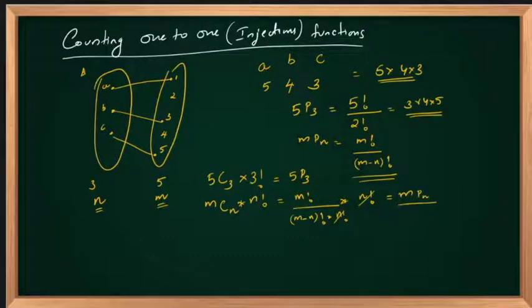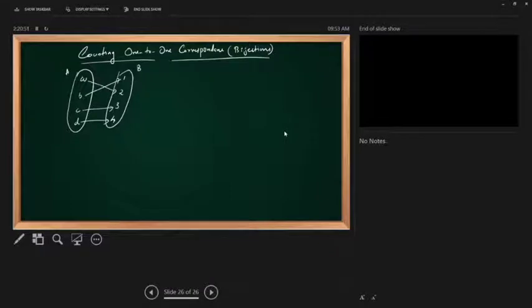So what we get is mPn. Now let's see how we can count one-to-one correspondence, or bijection. One property of a bijection is that if we have 4 elements here, then here also you'll have 4 elements. So if you have n elements here, here also you'll have n elements.